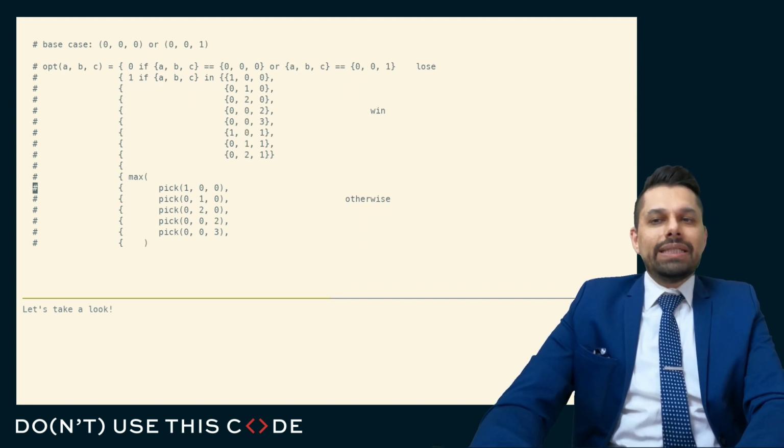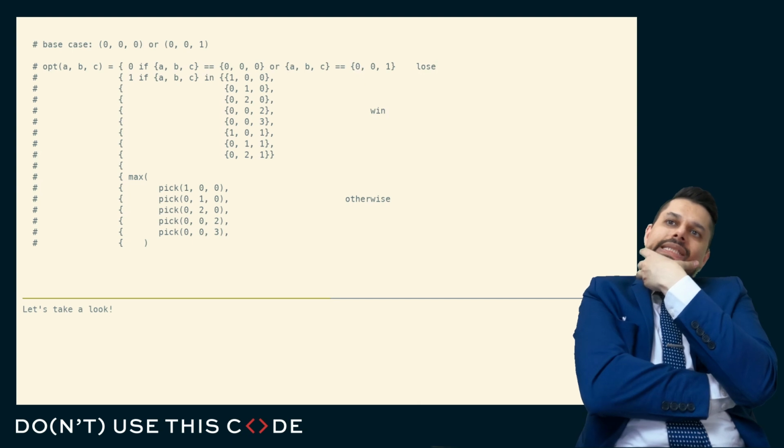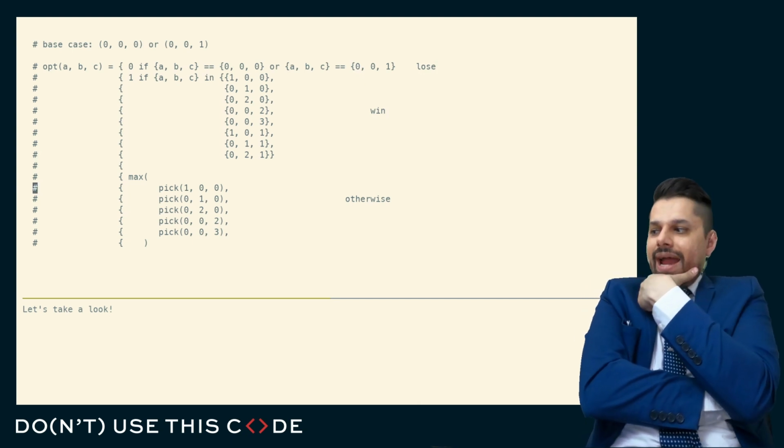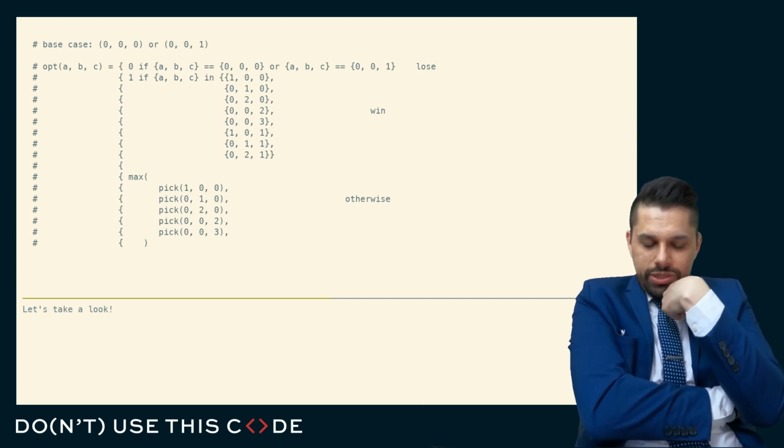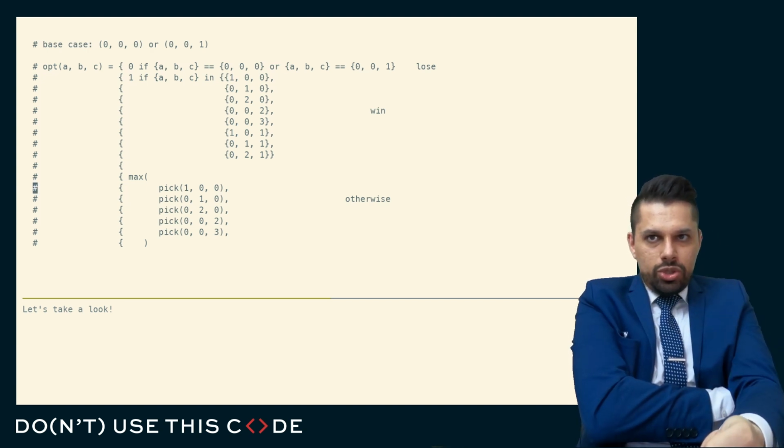Then, in my inductive step, it's not clear that this is a greedy problem. In fact, it's pretty clear that what choice I want to make is going to be dependent on what choices you make, which will be dependent on what choices I make, which will be dependent on what choices you make.